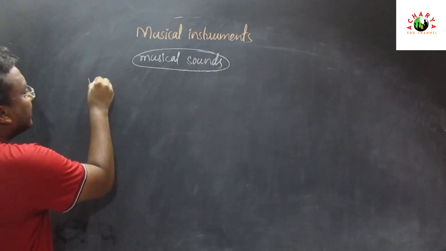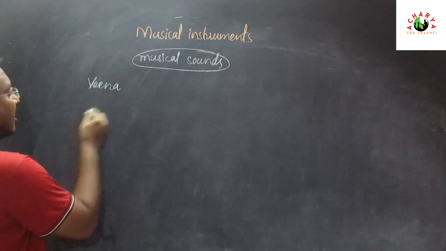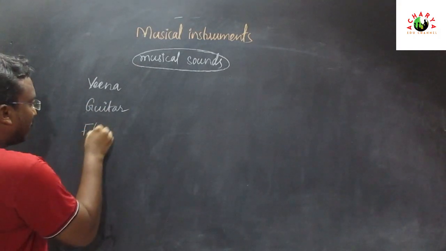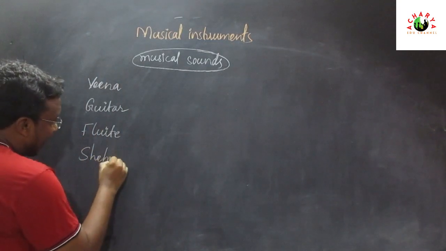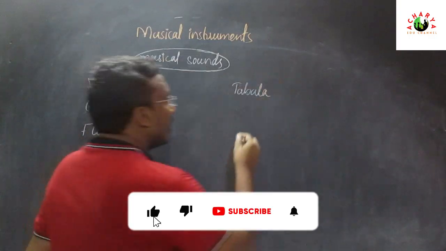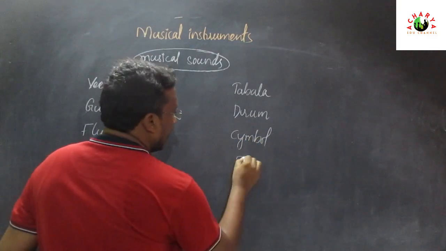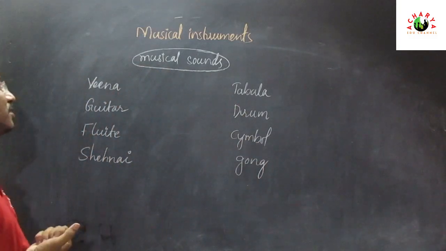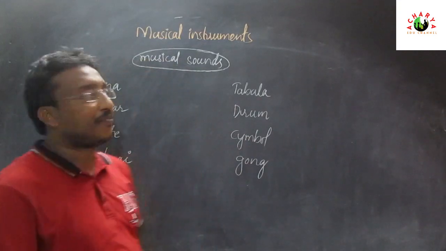The musical instrument name is veena. And I will take some of the musical instruments like guitar, flute, shehnai, tabla, drum, cymbal and gong. These are a few musical instruments. So now we are going to write the part which is responsible for producing the sound.